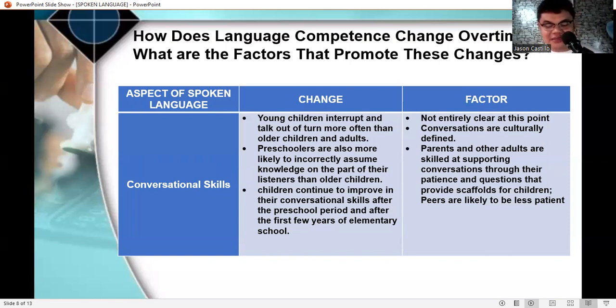Next one is preschoolers are also more likely to incorrectly assume knowledge on the part of their listeners than older children. So these preschoolers assume that adults or anyone that they are conversing with knows their background. For example, this preschooler talking to an adult assumes that this adult knows all his friends and the daily experience in their life.